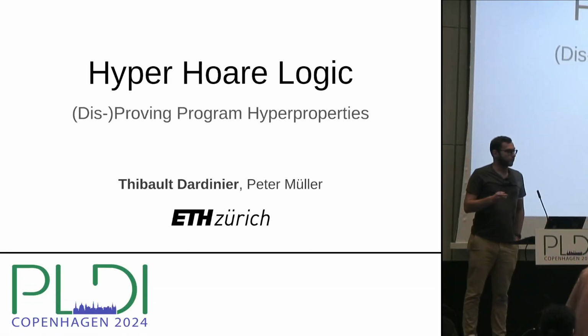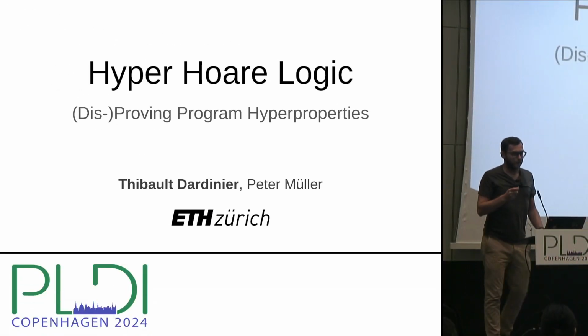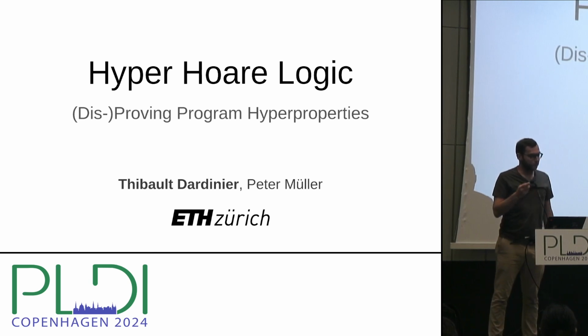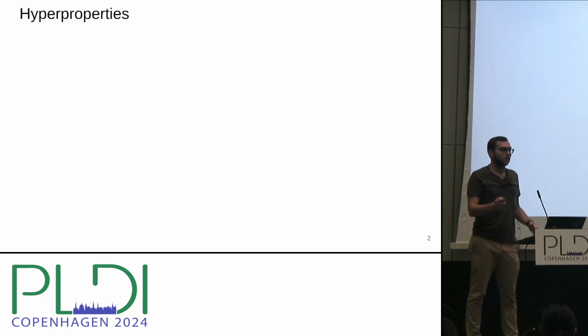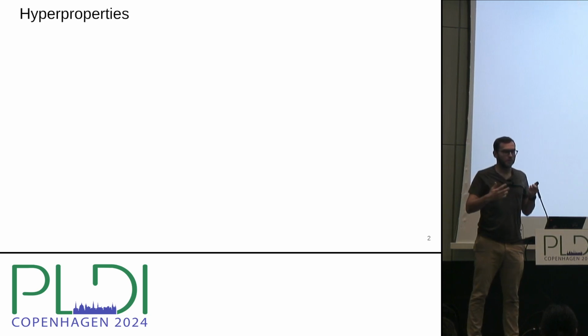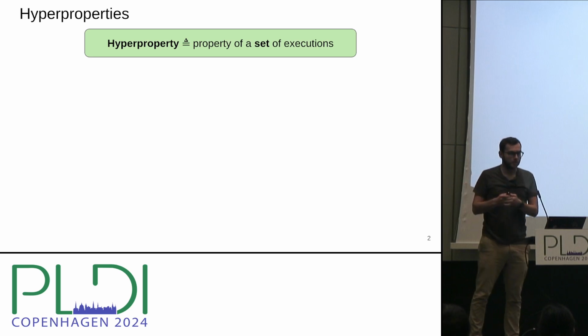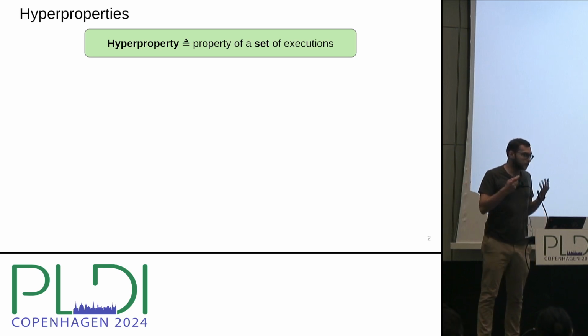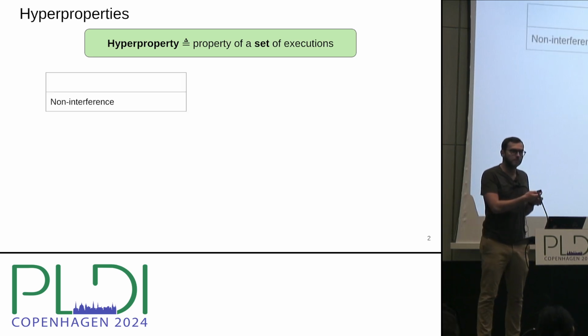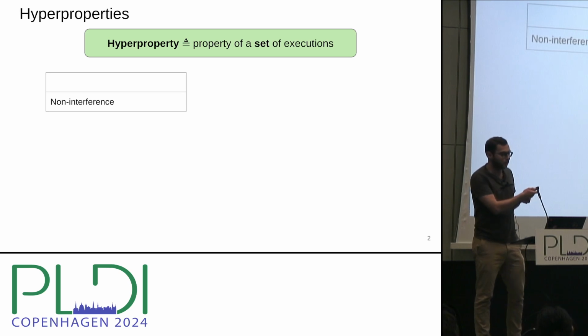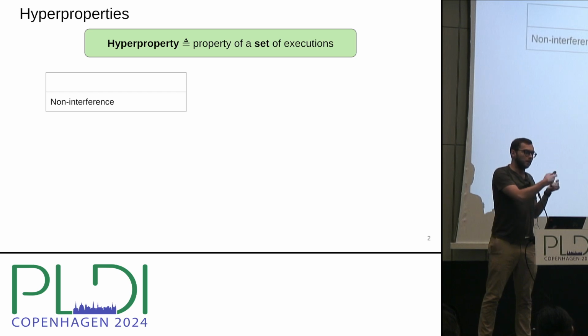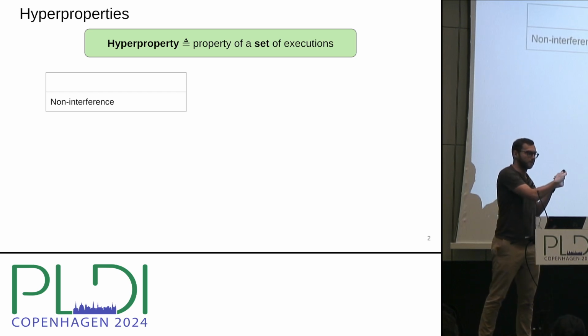Thanks for the introduction. So I'll talk about Hoare logic, a program logic to prove and disprove hyperproperties. So here, what are hyperproperties and why should we care about them? So the usual definition of a hyperproperty is that this is a property of a set of executions. And to give an example, non-interference is an important security property that says that public outputs are only influenced by public inputs and not by secret inputs.